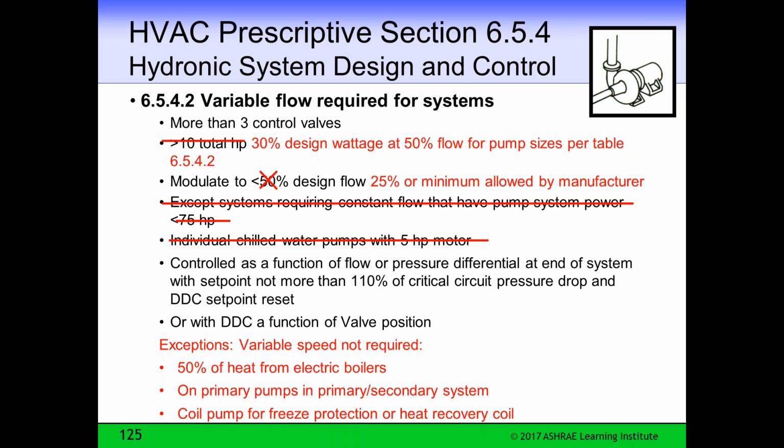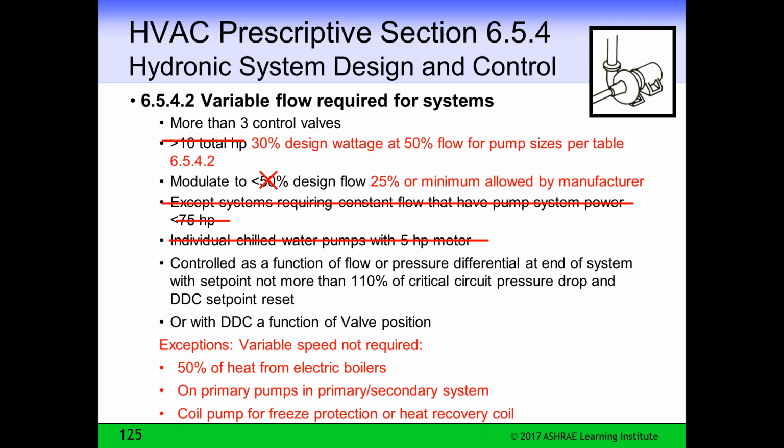So if you're in that table, you have to put in a variable speed drive. You can use some hydraulic clutches and everything for pumps, but you have to meet that requirement. Modulate to, and it used to be less than 50% design flow, now it's 25% or minimum allowed by the manufacturer. So that means that if you got a chiller, you're going to slow that sucker down to 25% unless your manufacturer says I can't stand it less than 30% flow, and that'll restrict where you slow this pump down to.